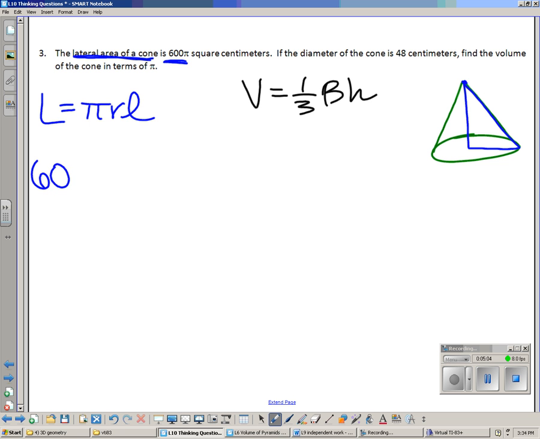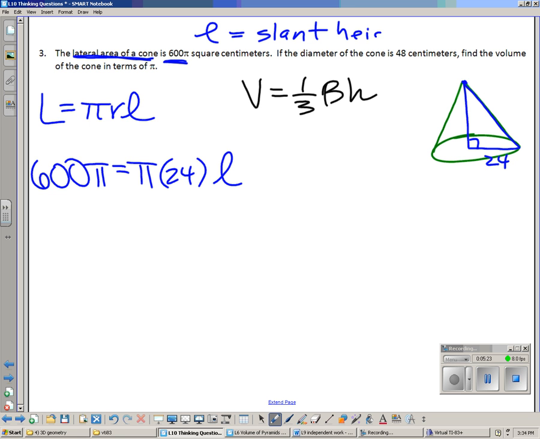So we have 600 pi equals pi times the radius. Well, the diameter is 48. The radius is half of that, which is 24, and I can put that on the diagram, times script L. And remember, script L stands for the slant height. That is on the formula sheet. It says that. Okay? We customarily put the 24 in front of the pi.